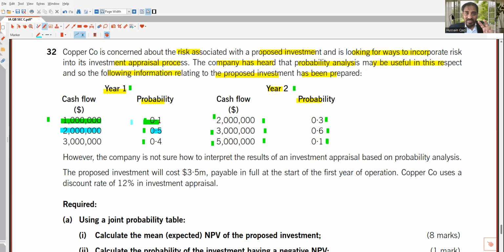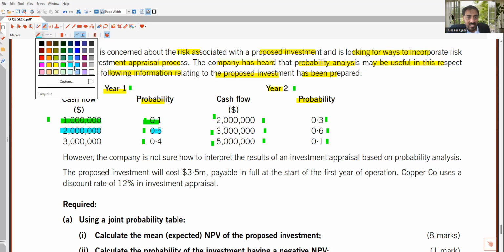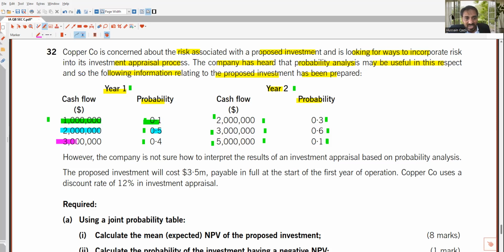So till now, whatever we have discussed, there is the first possibility of year 1 cash flows with 3 further chances of year 2. Then year 1, 2 million cash flows with the 50%, and then 3 more possibilities. And finally, if 3 million cash flows at year 1 having 40% chance, further, the year 2 cash flows have three possibilities. So each year 1 cash flow has implications for year 2 with the three chances.